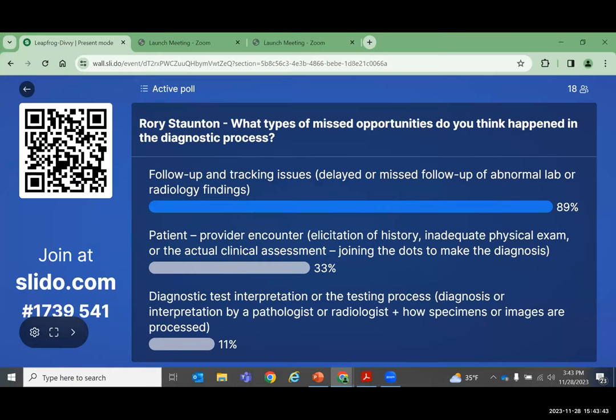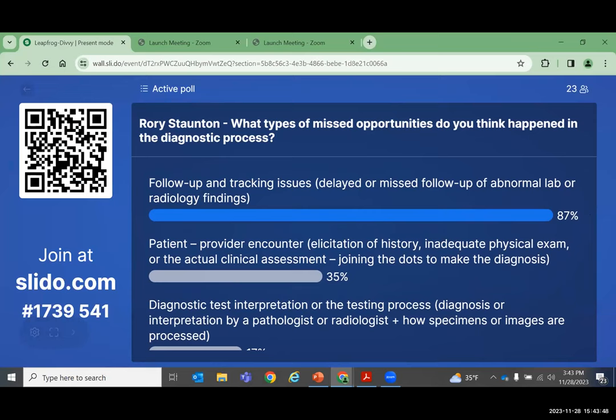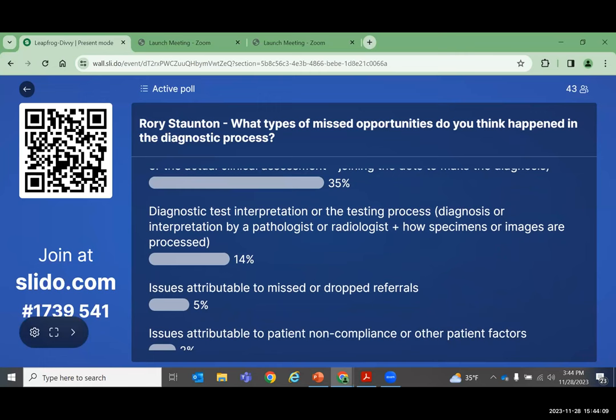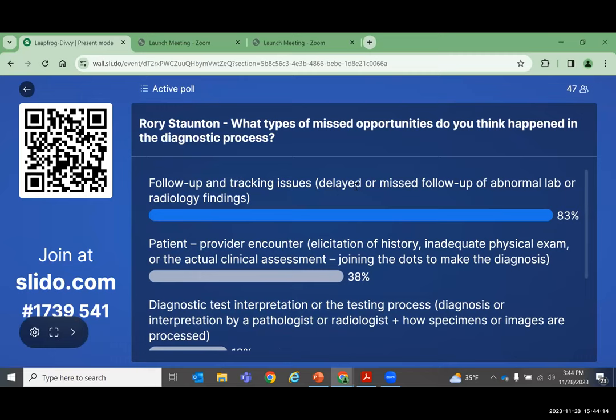Or do you think this was an issue with follow-up and tracking, where there was a delayed or missed test, or follow-up of abnormal test results? There's one other category, diagnostic test interpretation: did somebody in lab medicine or radiology misdiagnose or misinterpret the findings? Or do you think this was an issue related to referrals? And do you think there were patient-attributable factors? So let's see, nearly 83% agree that this was a delayed or missed follow-up of an abnormal lab finding, which is very clear.